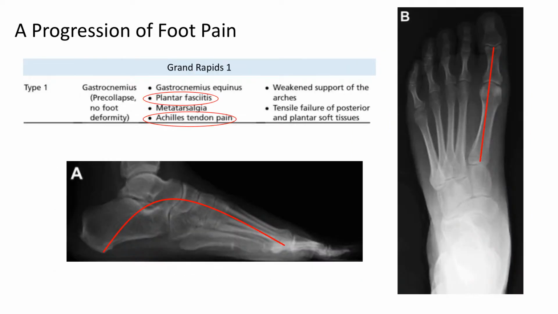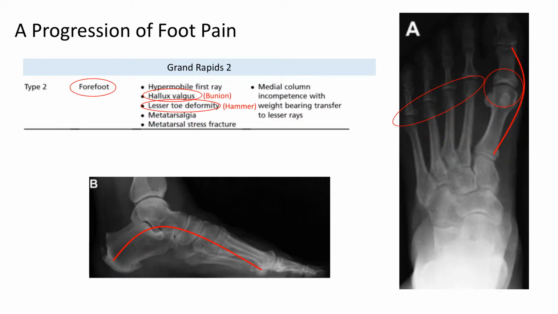First off is Grand Rapids 1. This is a soft tissue problem. Here in picture A, you see the arch is still maintained, and the alignment is well at the first metatarsal. This is Grand Rapids 2. The arch is intact, but deformity is beginning at the forefoot with a bunion and arthritis at the big toe. You start to develop hammer toes and crossover toe deformities.